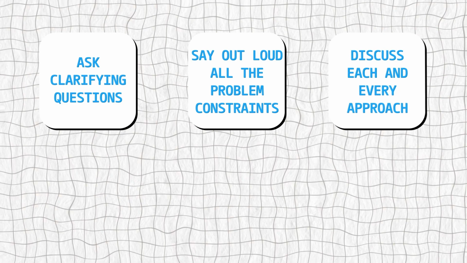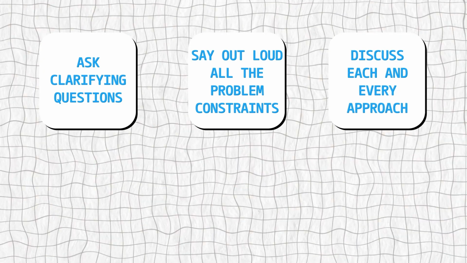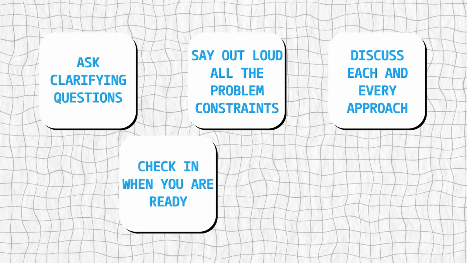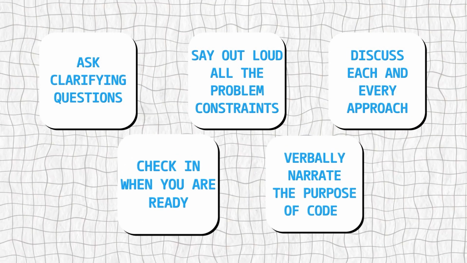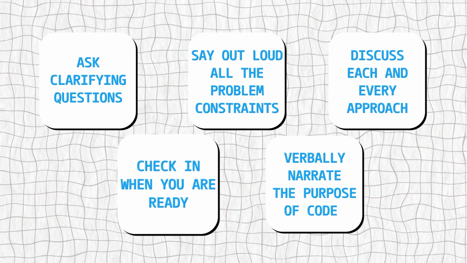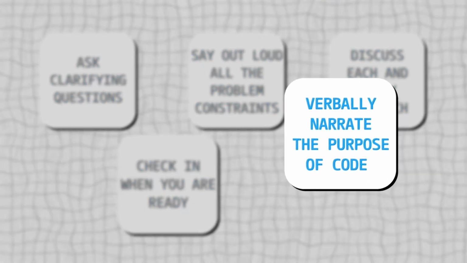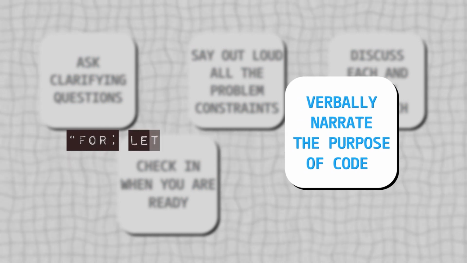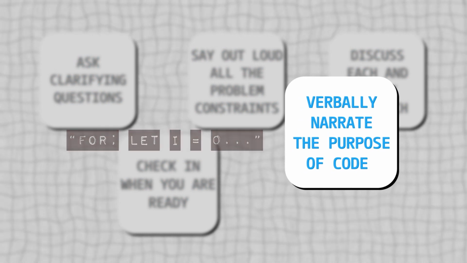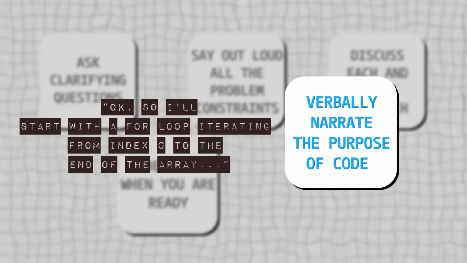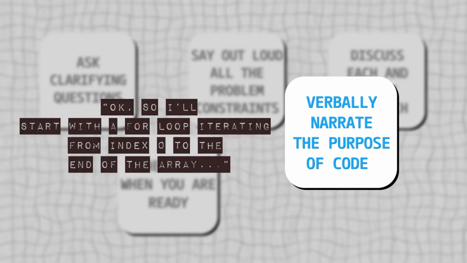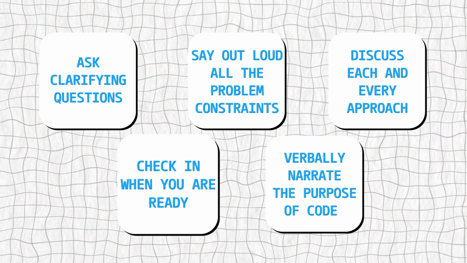Third, discuss with the interviewer each and every approach that you can think of. Fourth, check in with the interviewer when you're ready to move forward, saying something like, "I think I'm going to implement this approach. How does this sound?" Fifth, as you write out your code, you're going to want to verbally narrate it. That doesn't literally mean you have to recite word for word what you're writing on the board, like "for let i equals 0, yada, yada, yada." But you could say something along the lines of, "I'm going to write a for loop now, iterating from index 0 to the end of the array," and then proceed to actually write out the code.